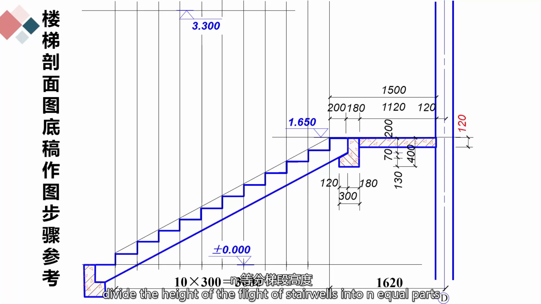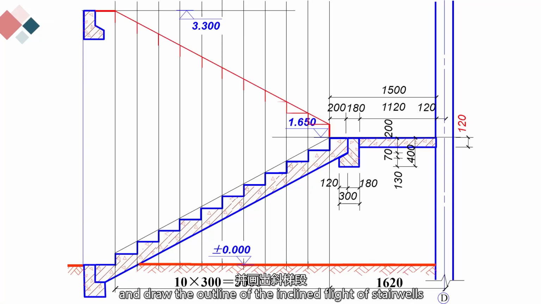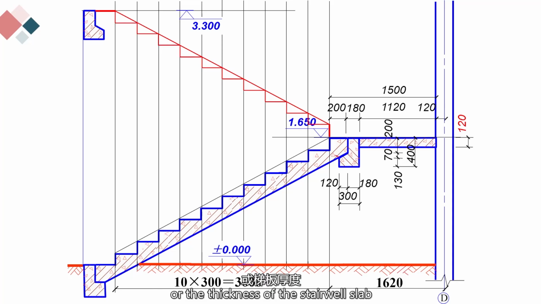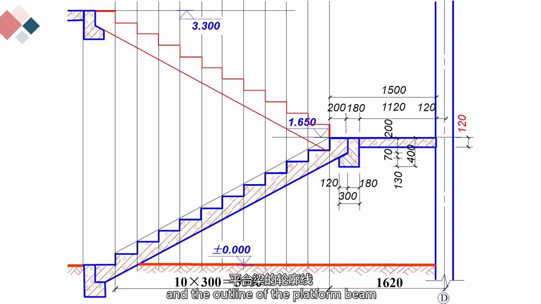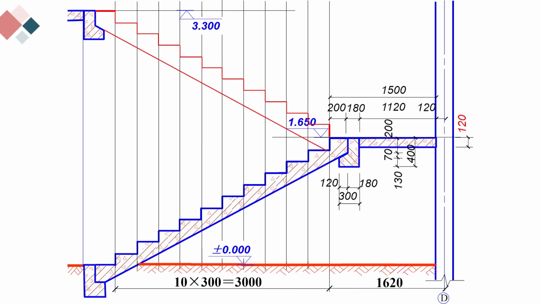Divide the height of the flight of stairwells into n equal parts, and draw the outline of the inclined flight of stairwells, or the thickness of the stairwell, and the outline of the platform beam. For the treads of the flight of stairwells that are not cut, if they are visible, draw them with thin solid lines. If they are not visible, draw them with thin dashed lines. 4. Draw the details of doors and windows. 5. Draw the details such as steps, handrails.